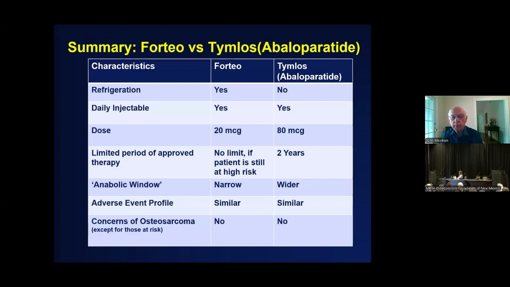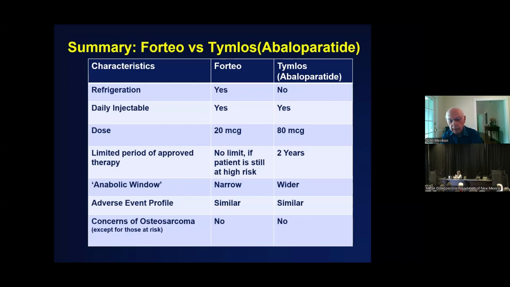Comparing Forteo or teriparatide with abaloparatide, there are a few little differences. Abaloparatide doesn't have to be refrigerated after it's first used. They're both daily injectables. Abalo is 80 micrograms, Forteo is 20 micrograms. The limits of use have been changed with the branded product, and those who are still at high risk after 2 years, you can choose to continue. Abaloparatide still has that 2-year restriction.